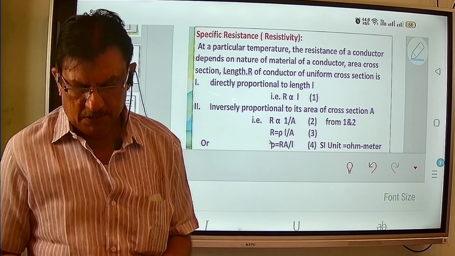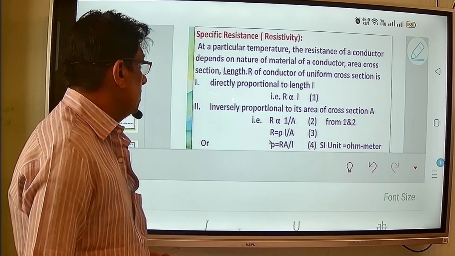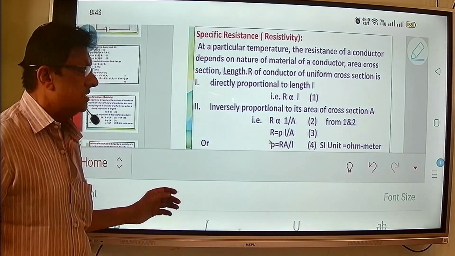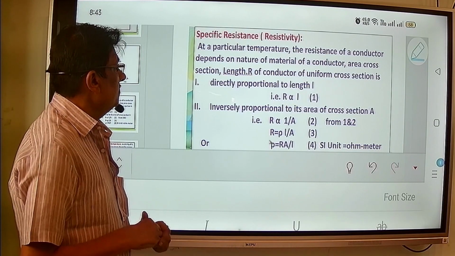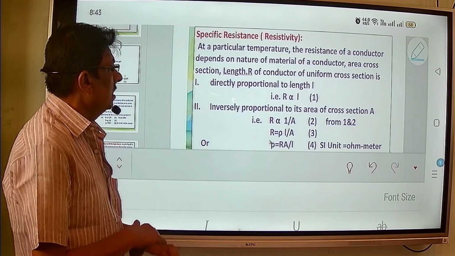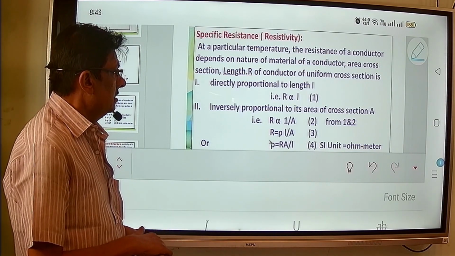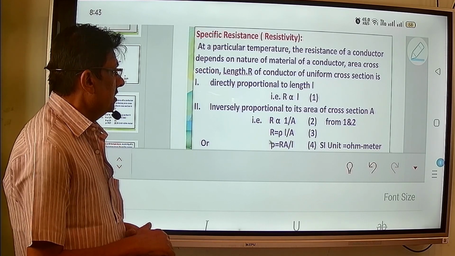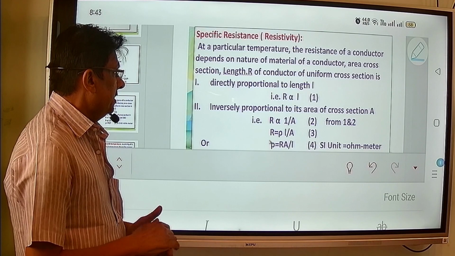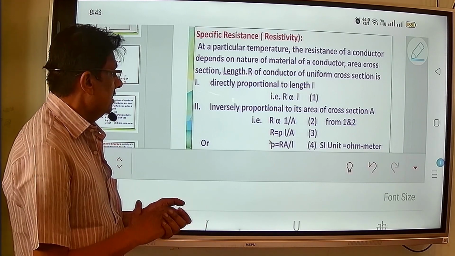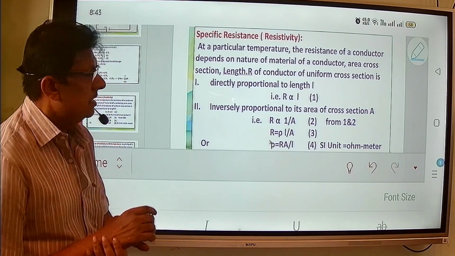Now, today we are going to see the specific resistance. Now, specific resistance means what? Resistance which has separate or different identity. Hence, we say that it is a specific resistance.